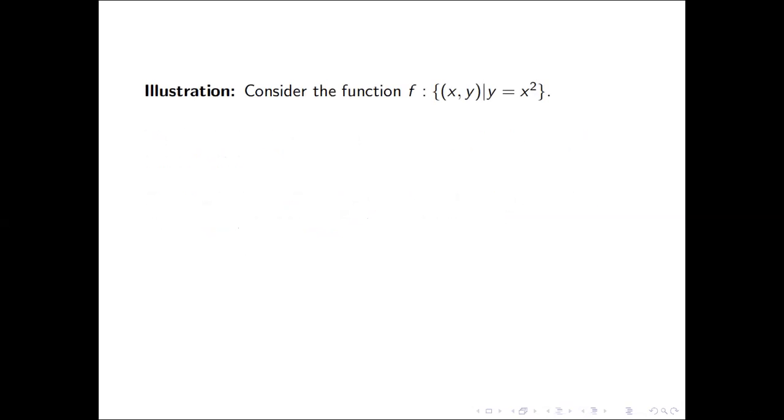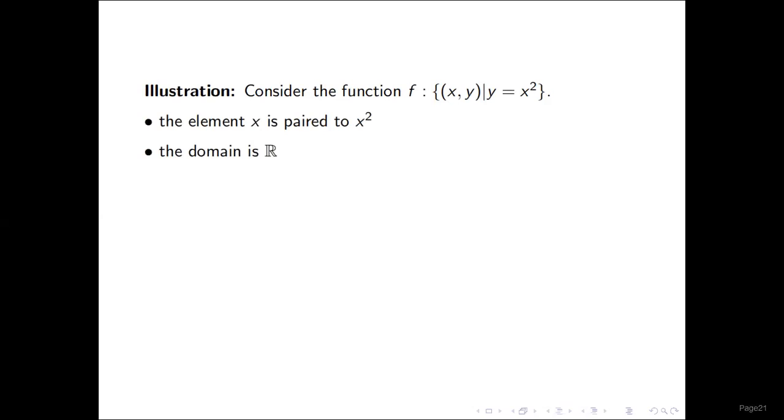So let's illustrate that. Consider that function. We read this as the function f, which consists of the set of all ordered pairs (x, y) satisfying this equation. This equation relates x and y, where y is equal to the square of x. So what does this mean? If we think of this as a pairing, we know that the element x is paired to the element x squared, which will be our y.